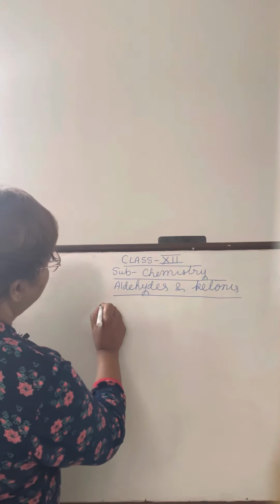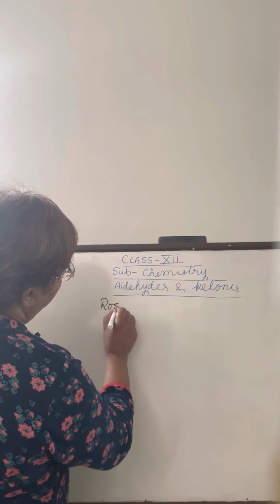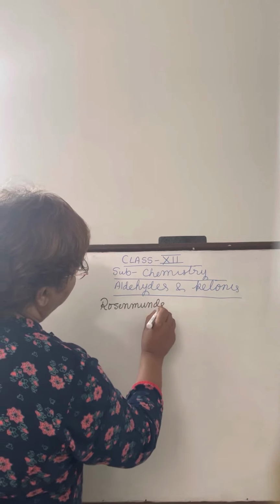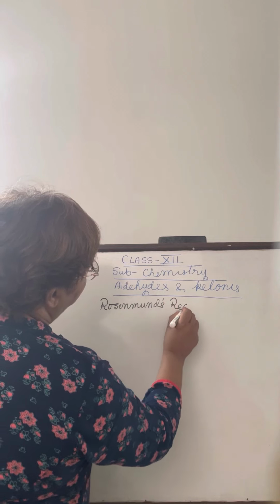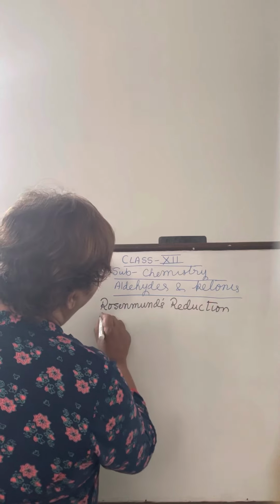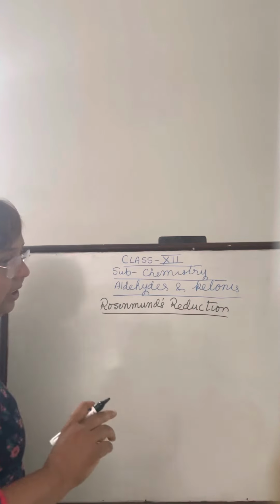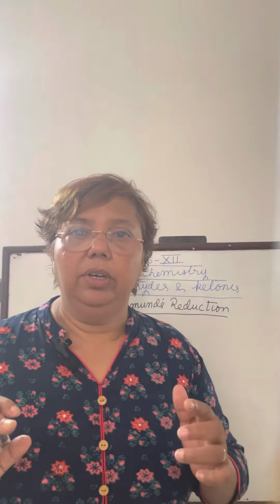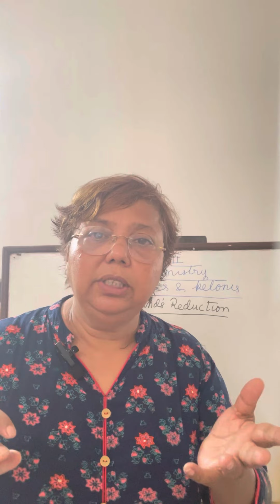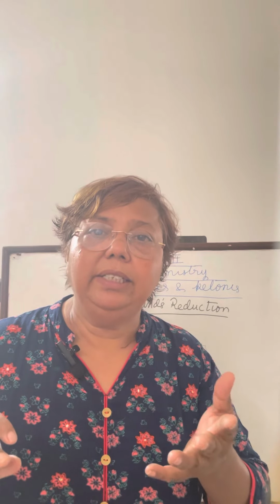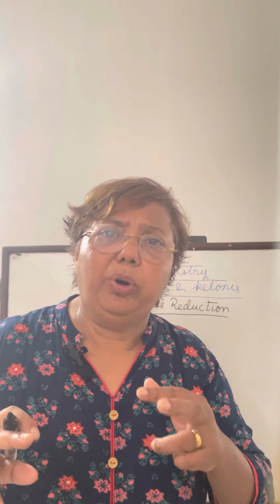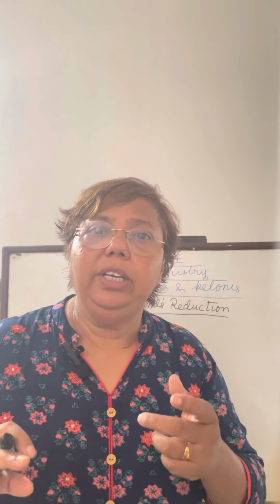Rosenmund's reduction. Rosenmund's reduction is used for preparing aldehydes by the reduction of acid chloride with hydrogen in presence of palladium supported over barium sulfate, and the catalyst is partially poisoned by quinoline or sulfur.